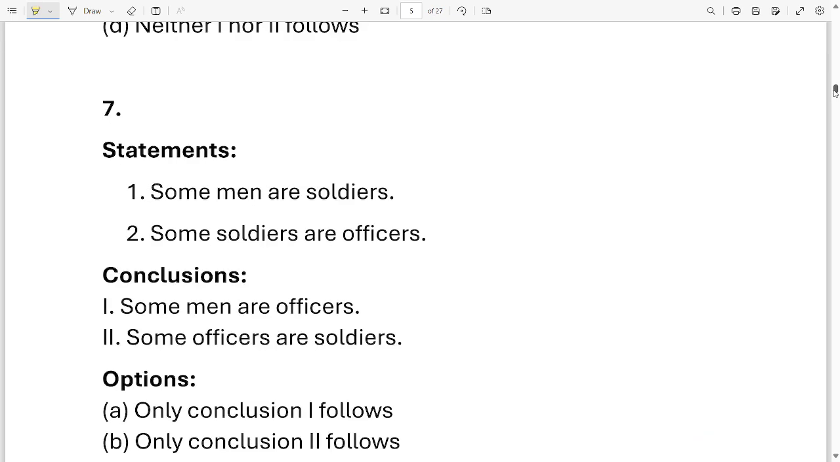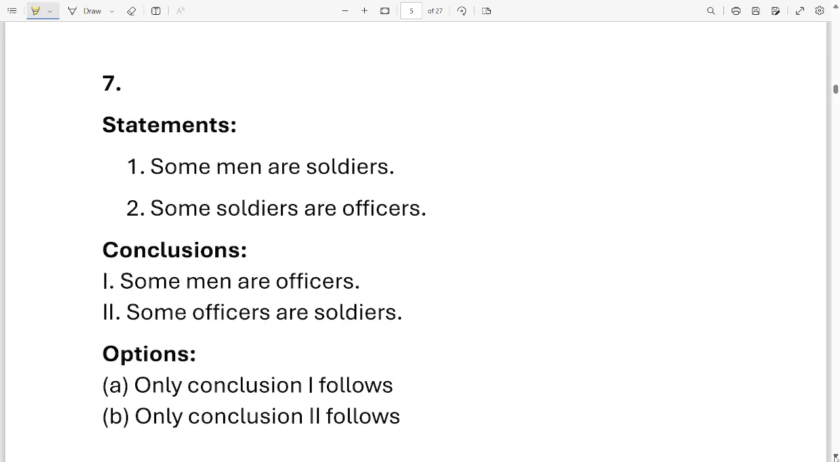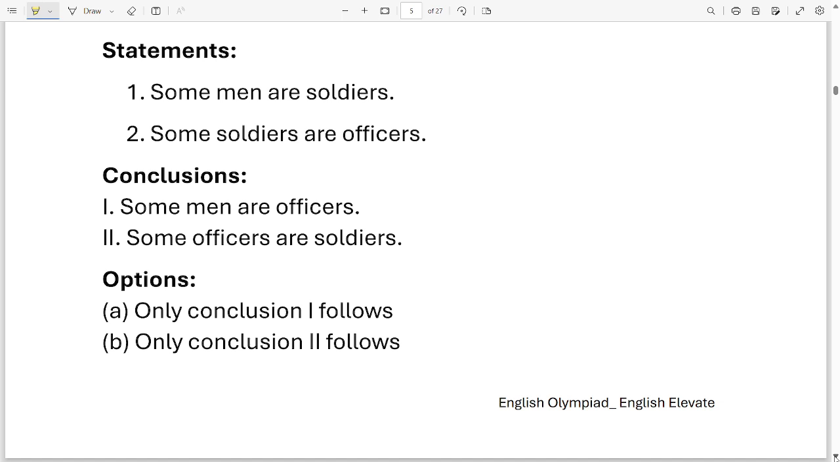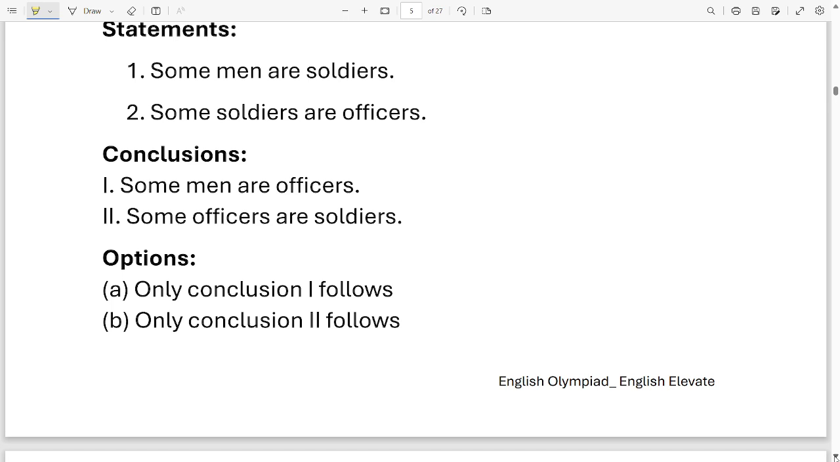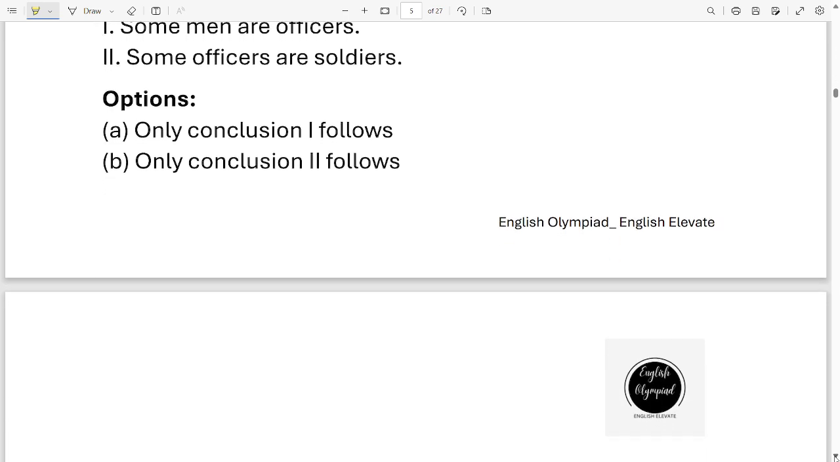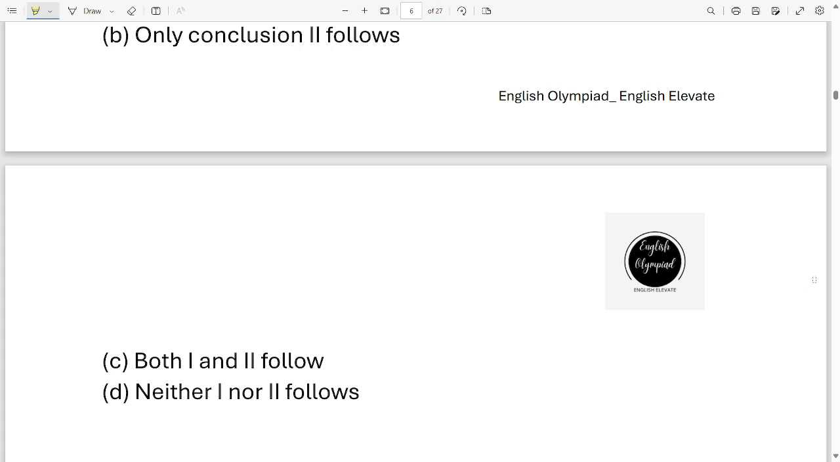This is the statement. Some men are soldiers. Some soldiers are officers. Conclusion: some men are officers. Some officers are soldiers. Now your options. Only conclusion 1 follows. Only conclusion 2 follows. Both 1 and 2 follow. Neither 1 nor 2 follows.